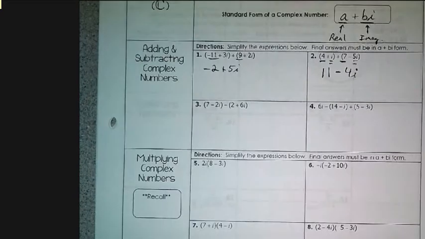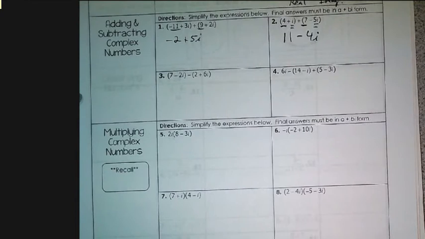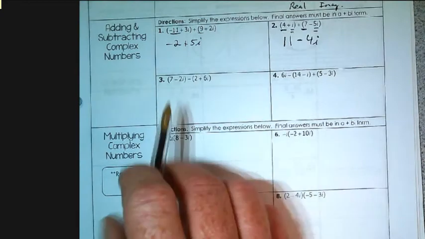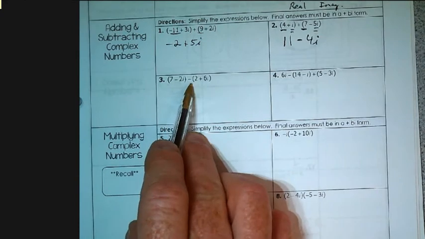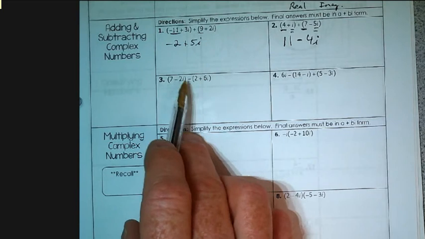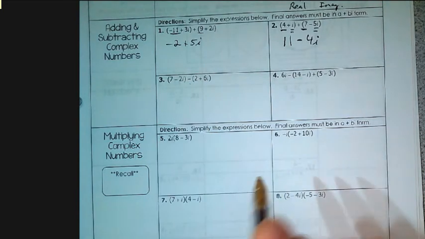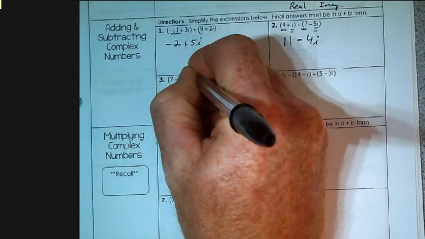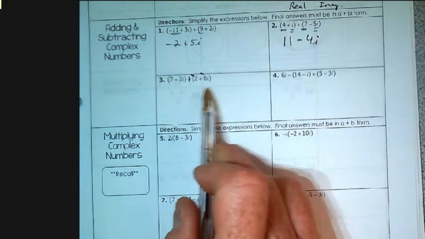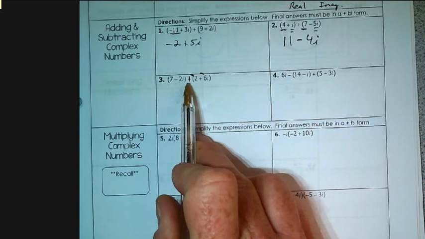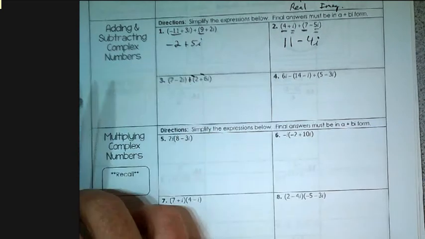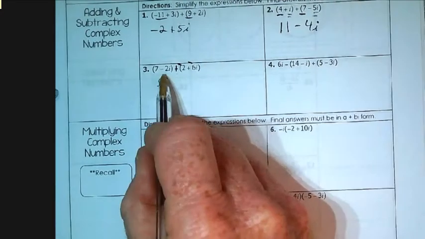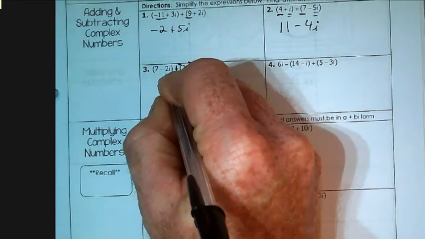Okay, number 3. Hopefully you can see that. All right, 7 minus 2. Now look, anytime there is a minus outside the parentheses, what does that minus do? It changes signs inside the parentheses to the opposite. So I'm going to go ahead and change these signs. When you change the signs, you also change the sign that was on the outside, like I've done here. So 7 minus 2 is 5, and negative 2i minus 6i is negative 8i. And there you go.